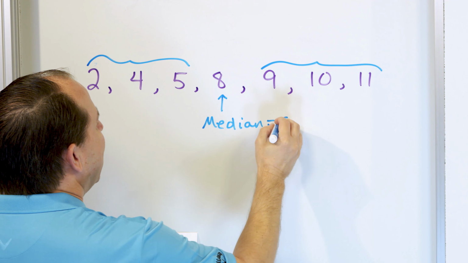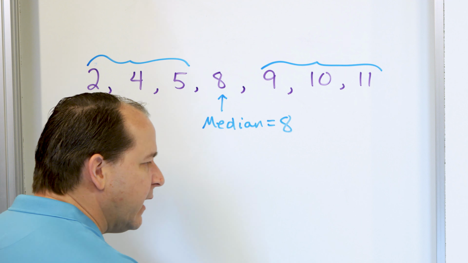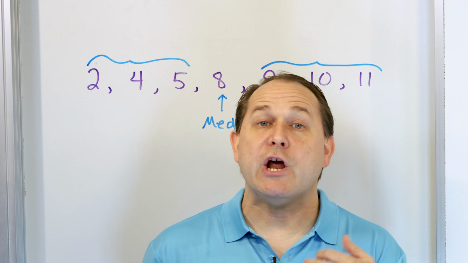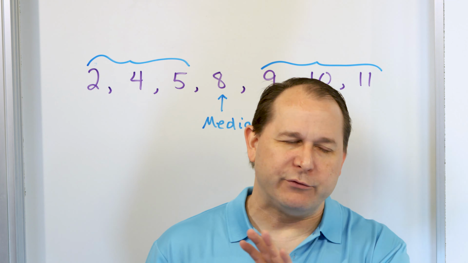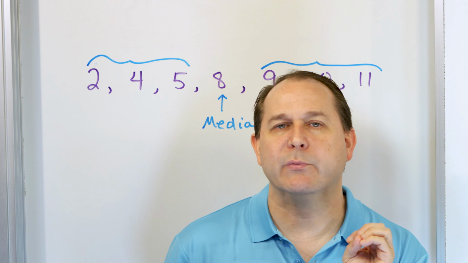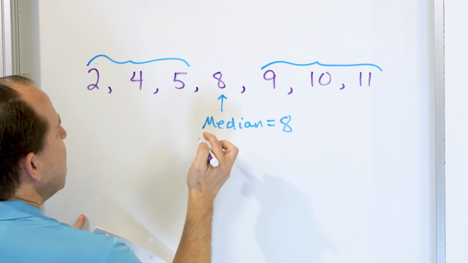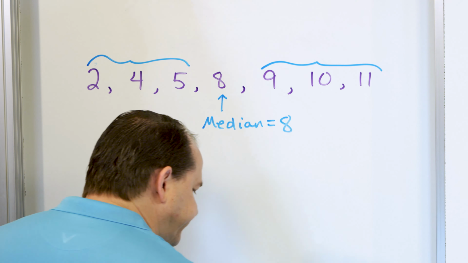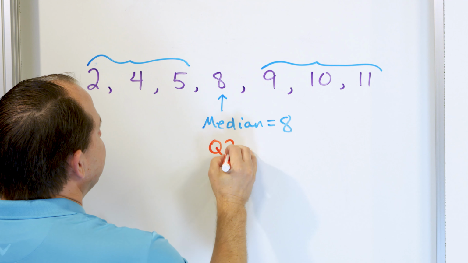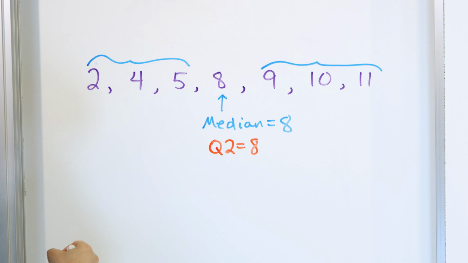And that's equal to 8. 8 is equal to the median. Now, for the purposes of quartiles, we have another name for the median. And you'll understand in just a minute why we call it this. We call it Q2, quartile 2. You'll see why in a second. So I want you to label this median that we just calculated. We call it Q2. And that's equal to 8. So it's the same exact thing. We just renamed the median Q2.